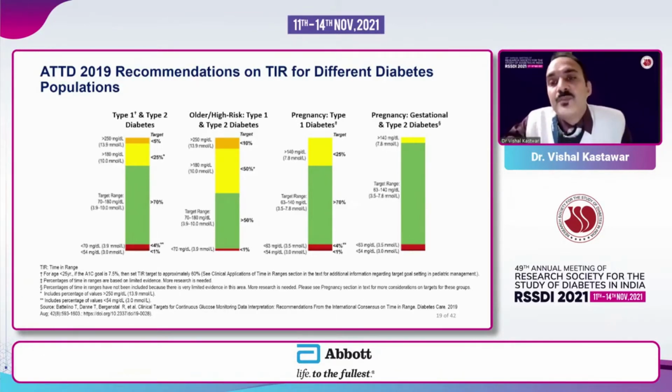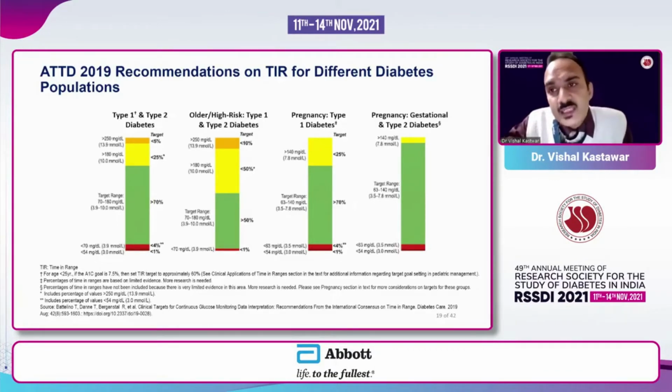For pregnancy with type 1 diabetes, the glucose level between 63 to 140 milligram per deciliter should be maintained for more than 70% of the time, and level 1 and level 2 time above range should be below 25%. Time below range of less than 63 milligram per deciliter should be less than 4%, and below 54 milligram per deciliter should be less than 1%.